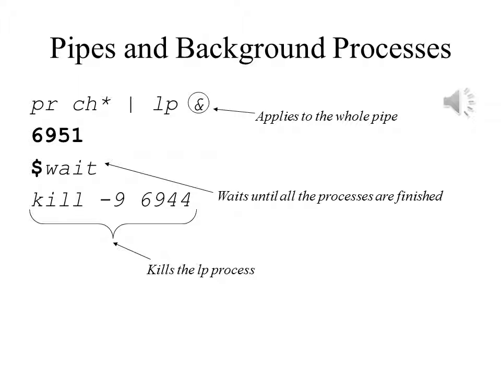Then afterwards, what I can write is kill -9 6944. That will kill the printing process, and as a result, it would not print out after all.